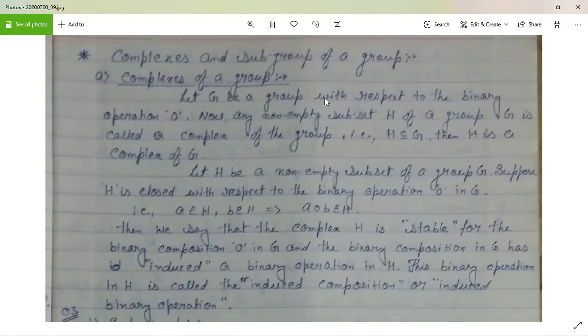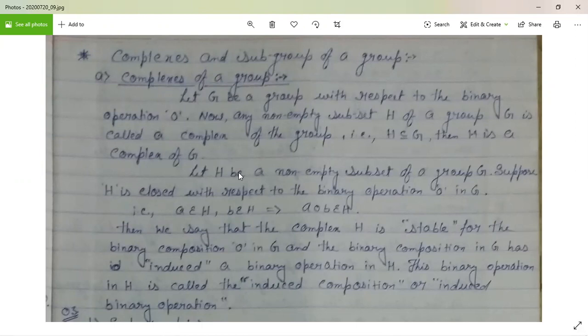The complex of a group is nothing but a subset of a group. Let G be a group with respect to the binary composition star. Now, any non-empty subset H of a group G is called a complex of the group. That means if H is a subset of G, then H is a complex of the group G. But remember that H must be non-empty.